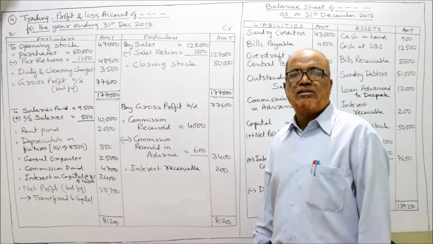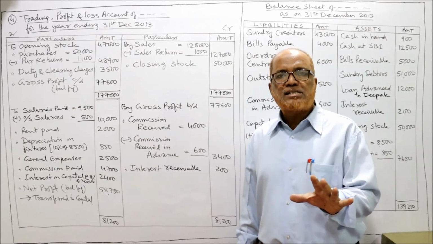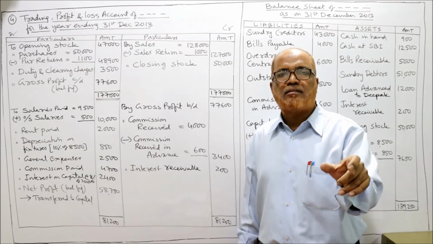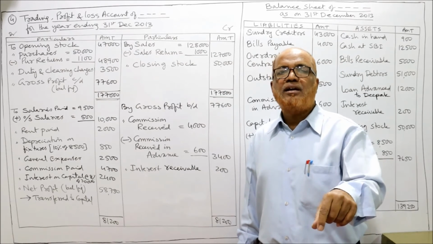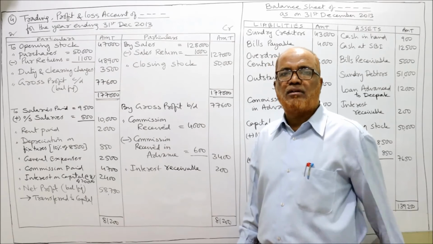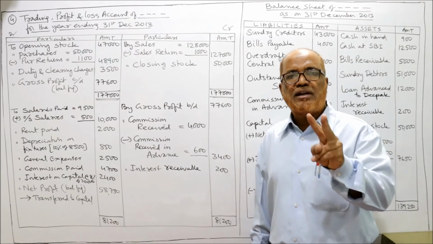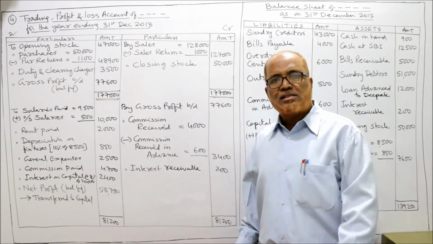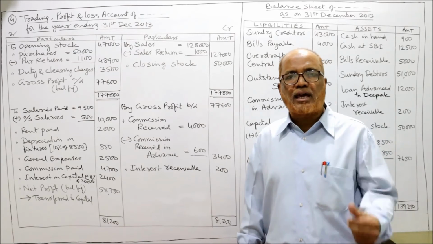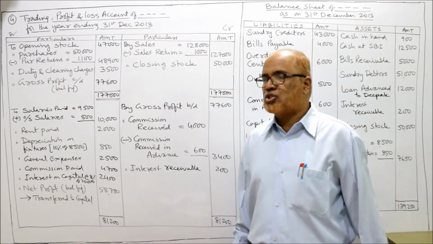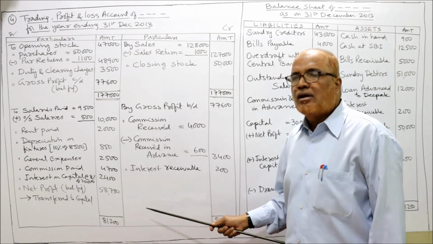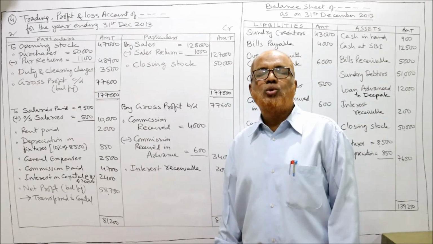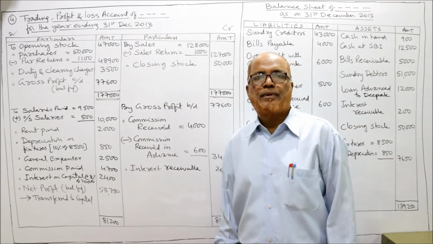Similarly, interest receivable. No interest received is given in the trial balance. In the adjustment, it is given interest to be received, interest receivable. So adjustment items will appear twice. Once it will be taken on the credit side of the P&L account, again it will be taken on the asset side of the balance sheet. Credit side completed. Now debit side, first item as usual we will take salaries paid.